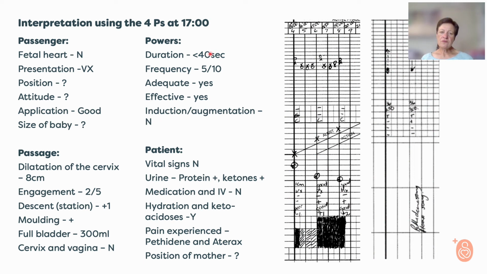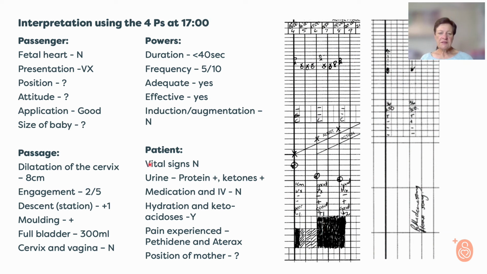The powers now: we see the duration is, I apologize, this should be bigger than 40 seconds. We have now 5 solid blocks here. So we see that there are 5 contractions in 10 minutes, longer than 40 seconds. Now we can definitely say that the contractions are adequate and effective because we can see how much labor has progressed. The head is going down into the pelvis, so obviously the contractions are doing their job.